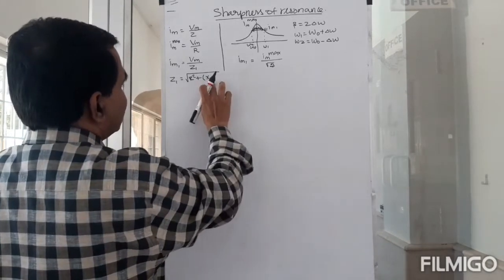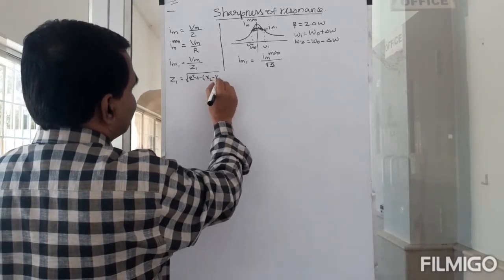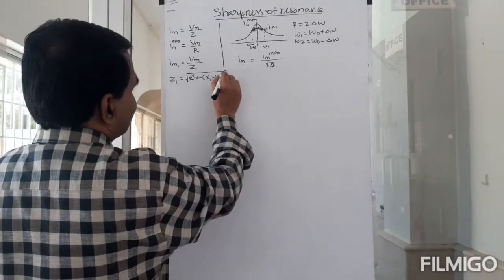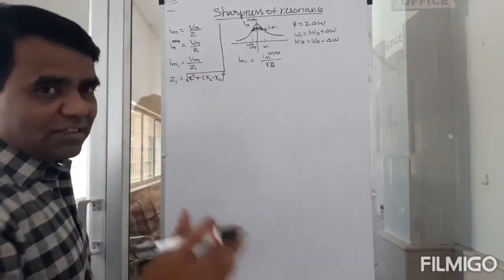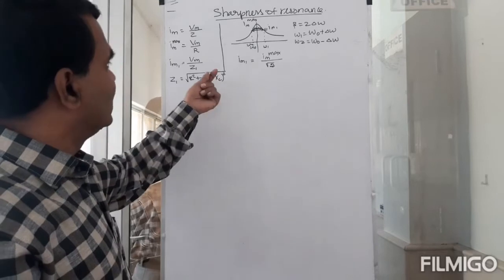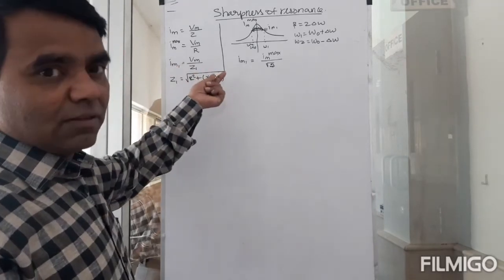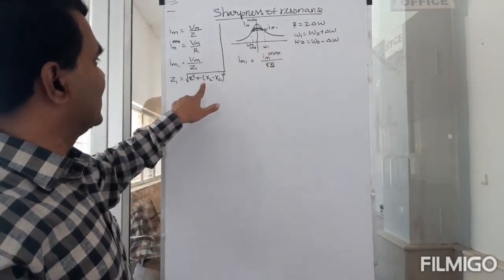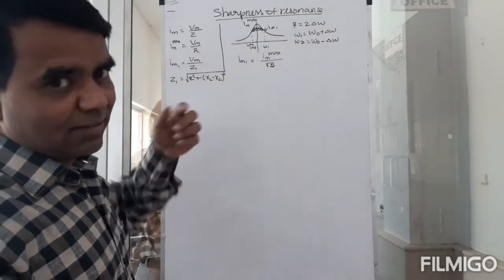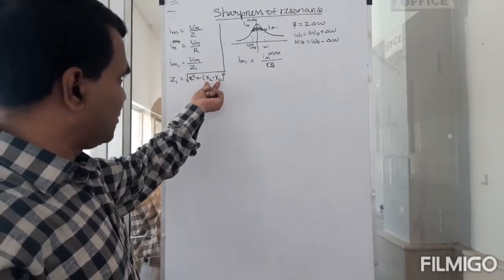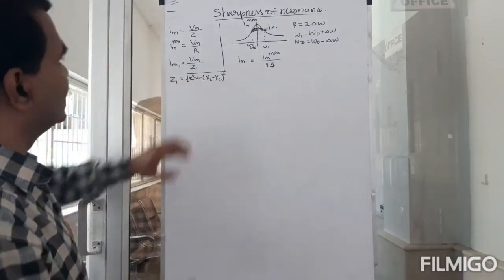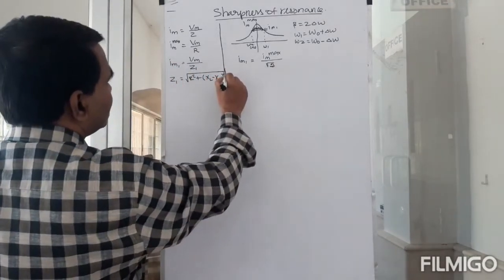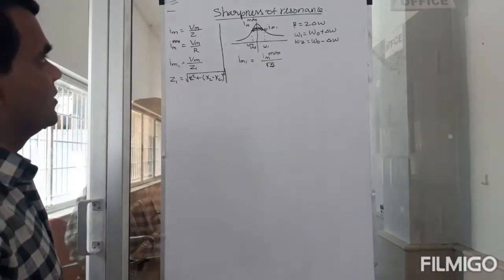So it makes sense for me to put XL minus XC the whole square, so that I get a positive value. It doesn't matter, I can put XC minus XL itself, and when I square it, I'll get a positive value anyway. But because I've chosen omega 1, let me put XL minus XC because XL is the bigger number, so that I get a positive number here itself. Okay, so Z1 is this.